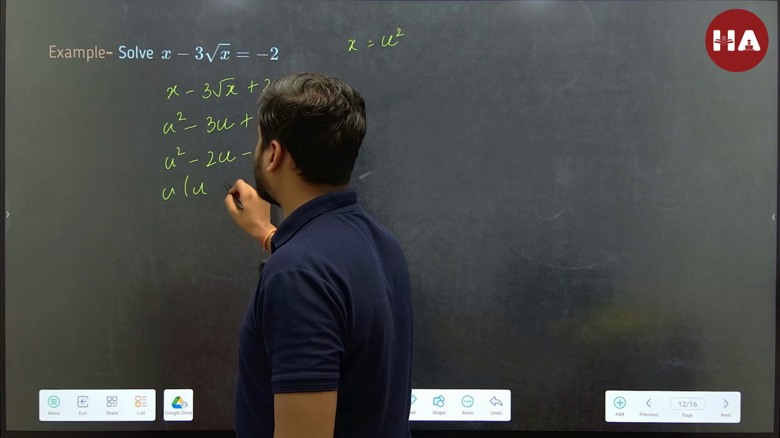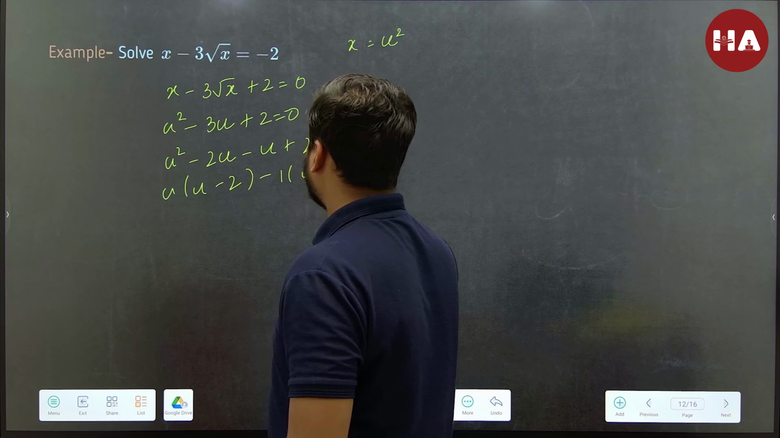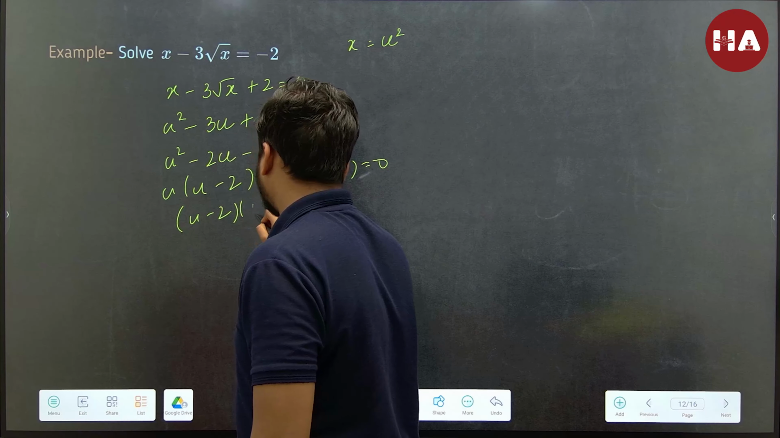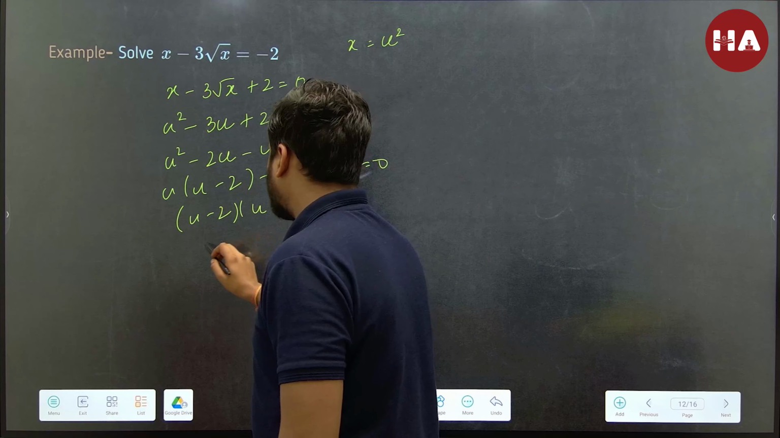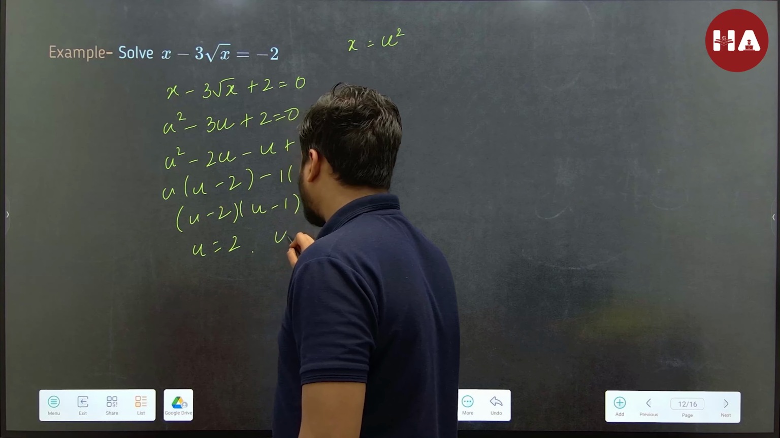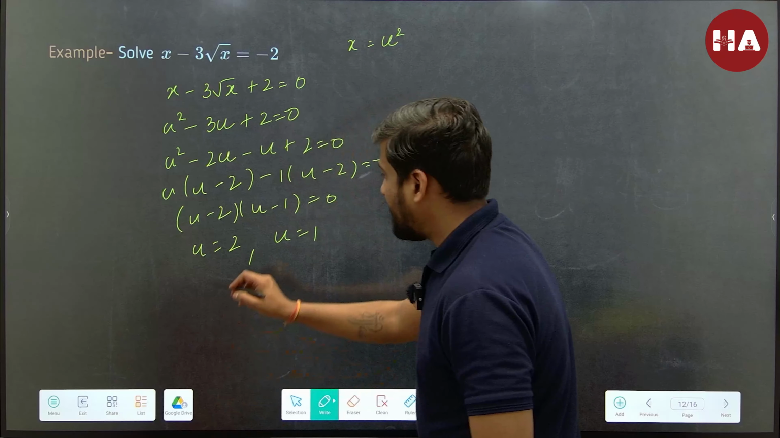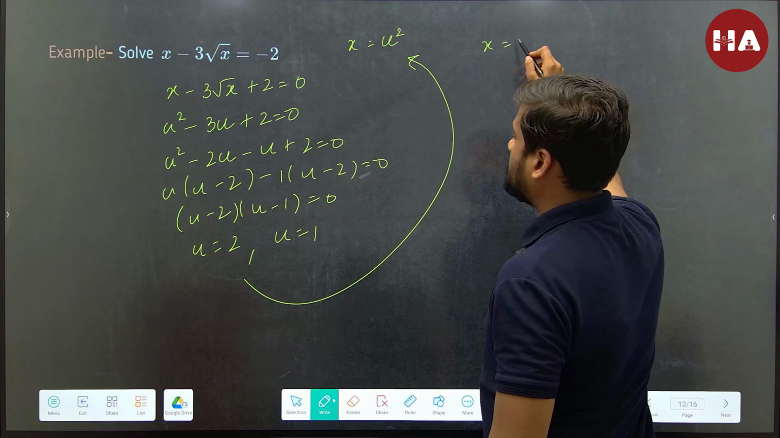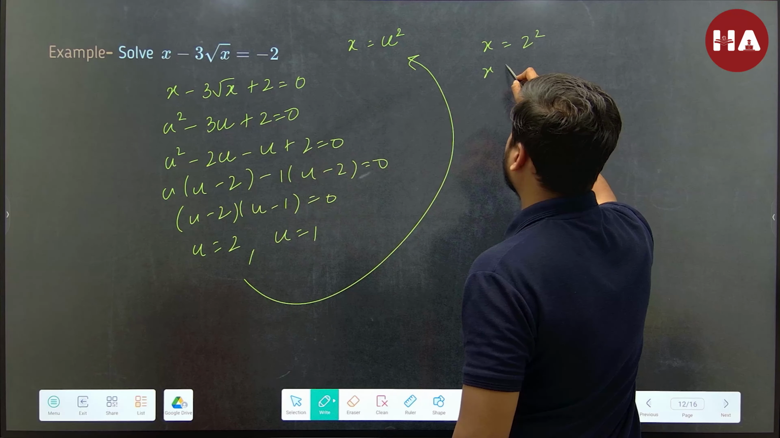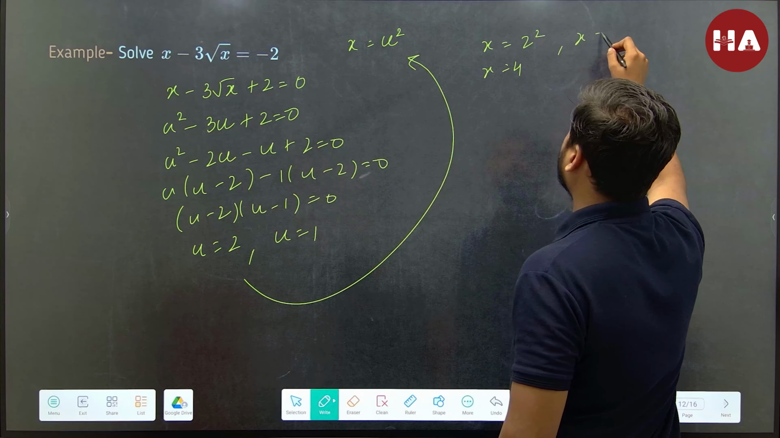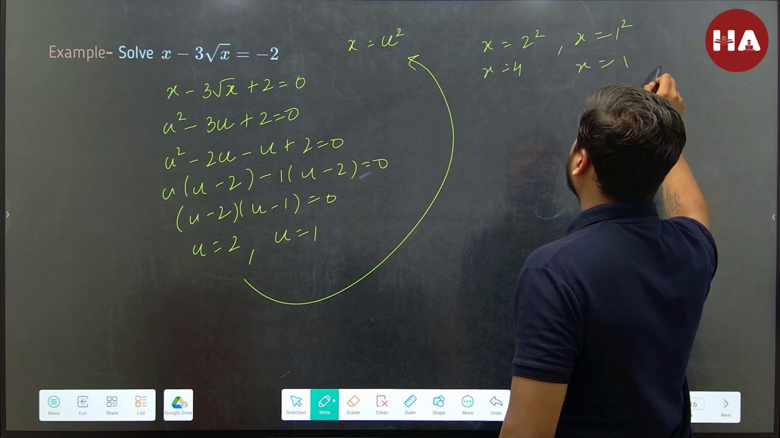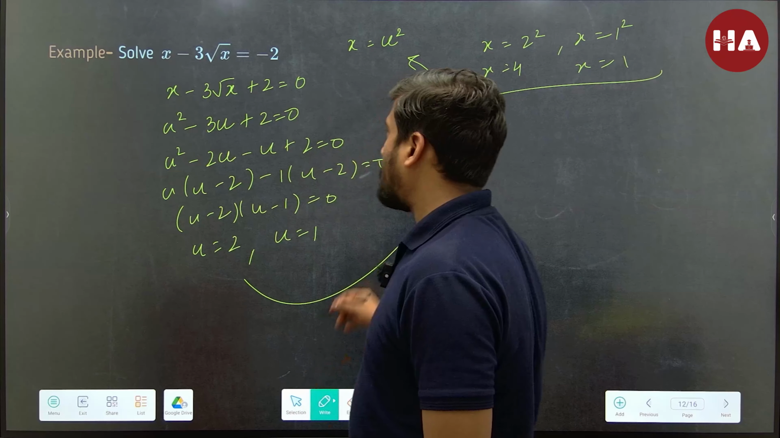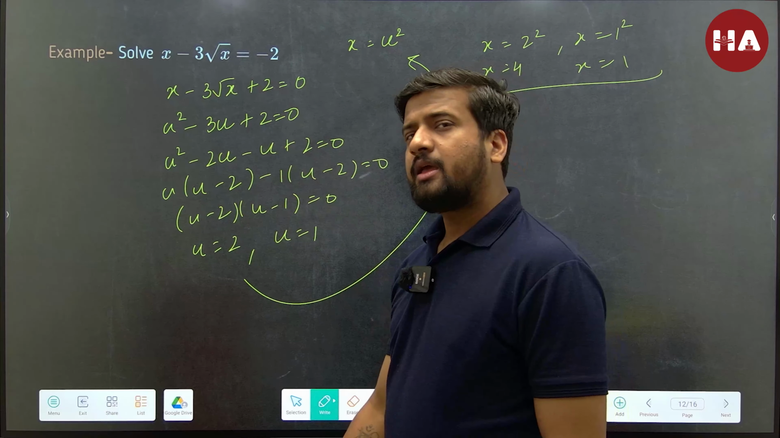(u - 2)(u - 1) = 0, so u = 2 or u = 1. Now let's substitute these values in here. So I'll get x = 2 squared, that is x = 4, and x = 1 squared, that is 1. So these are my two values of x that will satisfy my equation.